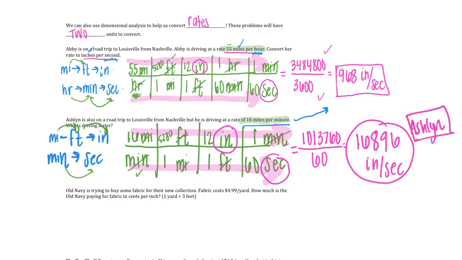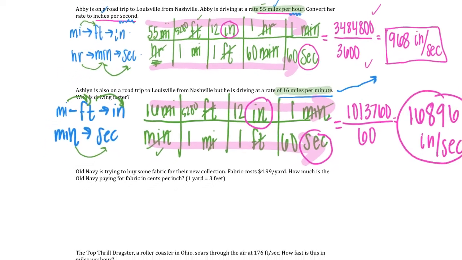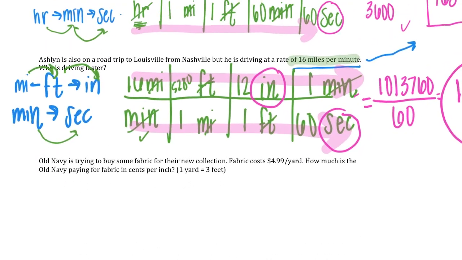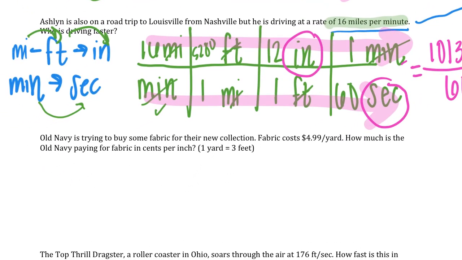Let's do one that is not miles per hour. Let's do one that's dollars per yard. So we can see some different units here. Old Navy is trying to buy some fabric for their new collection. Fabric costs $4.99 per yard, so we're comparing dollars to yards. How much is Old Navy paying for fabric in cents per inch?